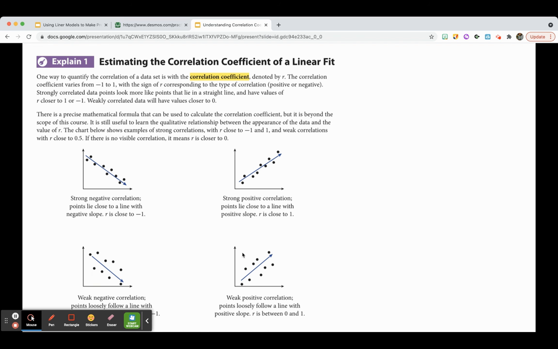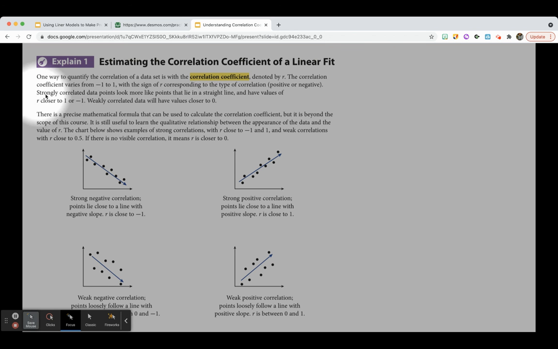One way to quantify the correlation of data is with the correlation coefficient, denoted R, which just is going to have R is equal to. The correlation coefficient varies from -1 to +1, with the sign of R corresponding to the type of correlation. If it's a positive correlation in your scatter plot, or has a positive slope, R is going to be +1 or close to +1. If it's a negative correlation that has a negative slope, it's going to have a negative value for R.